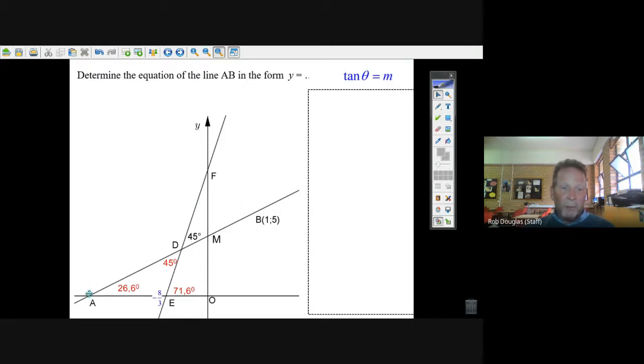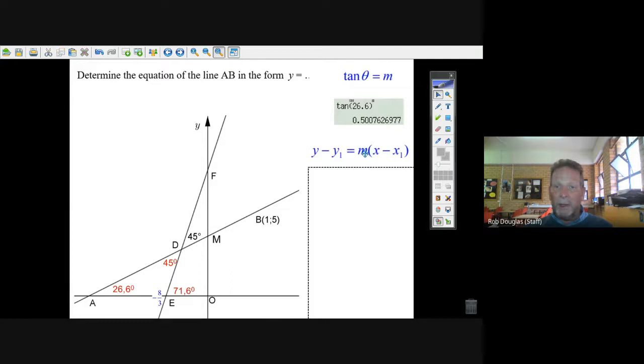Determine the equation of AB. Well, now we've got this angle here, which is 26.6 degrees. But we know the tangent of the angle is equal to the gradient of the line. Well, there's the line AB. If we just go the tangent of 26.6 degrees, we get 0.500. Gee, the gradient is really a half.